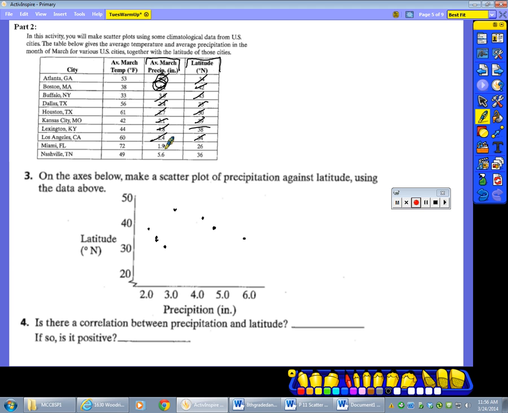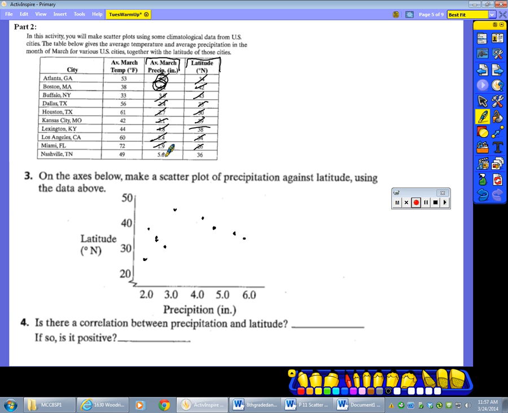We've got Miami, 1.9. So that's just right in front of 2.0. So 1.9 for precipitation up to 26. So that would be right around here. And then Nashville, we've got 5.6. So we've got 5.6 would be roughly right here. And then we're going up to 36. So that would be maybe right around here.